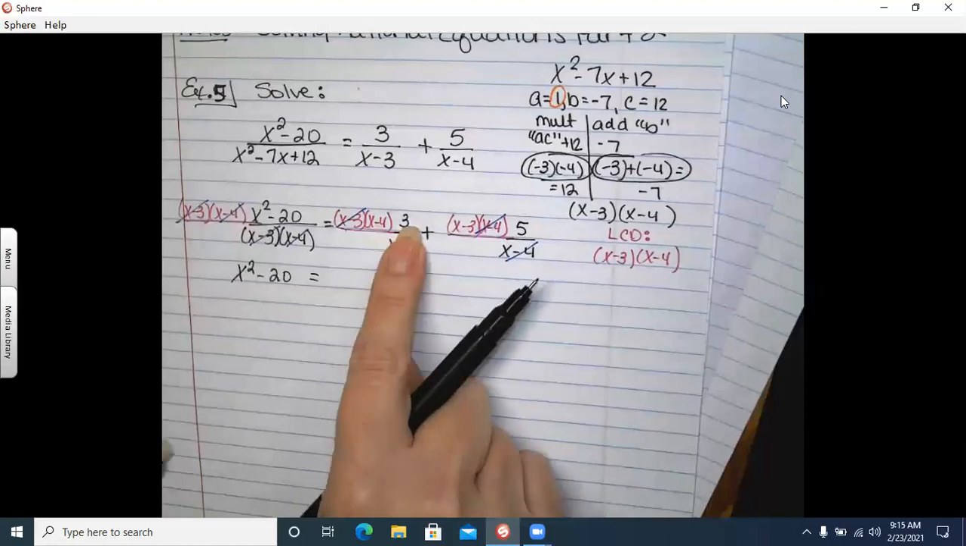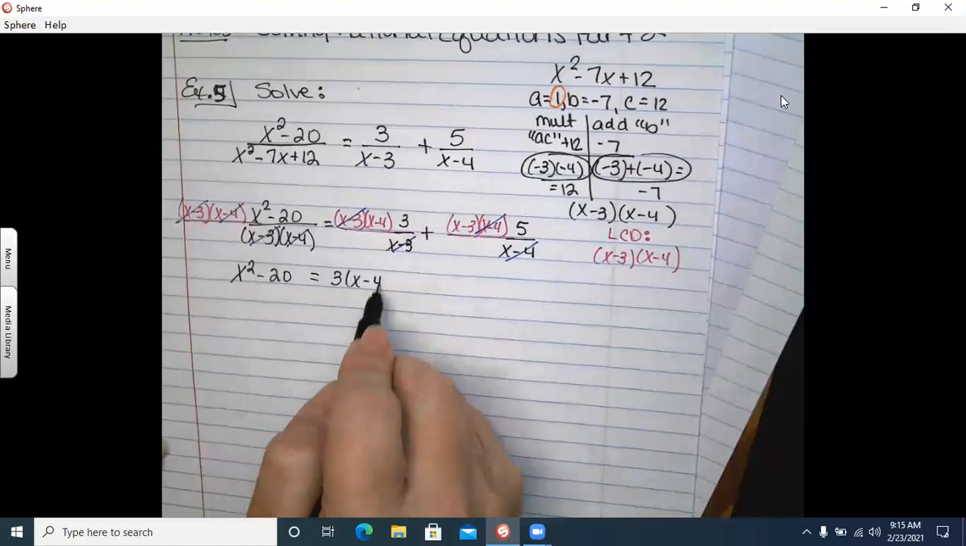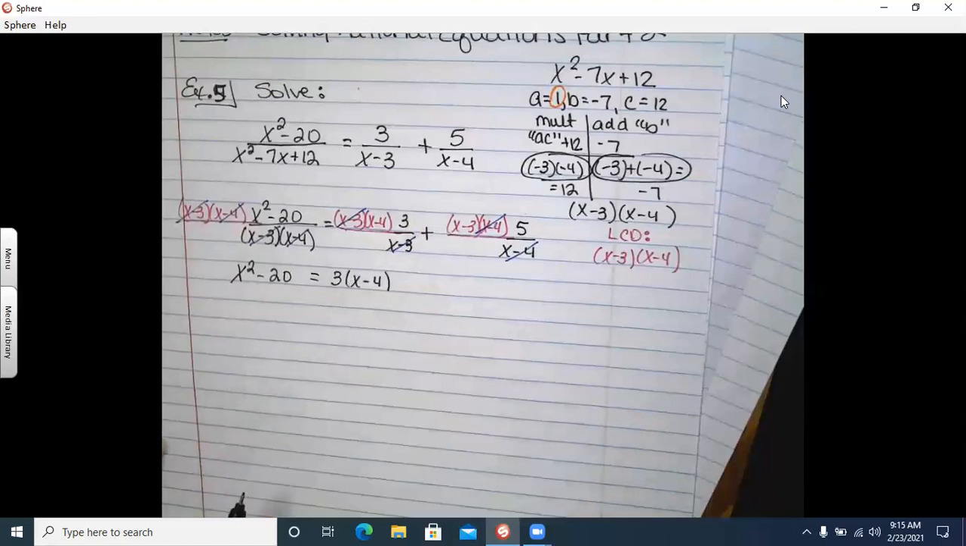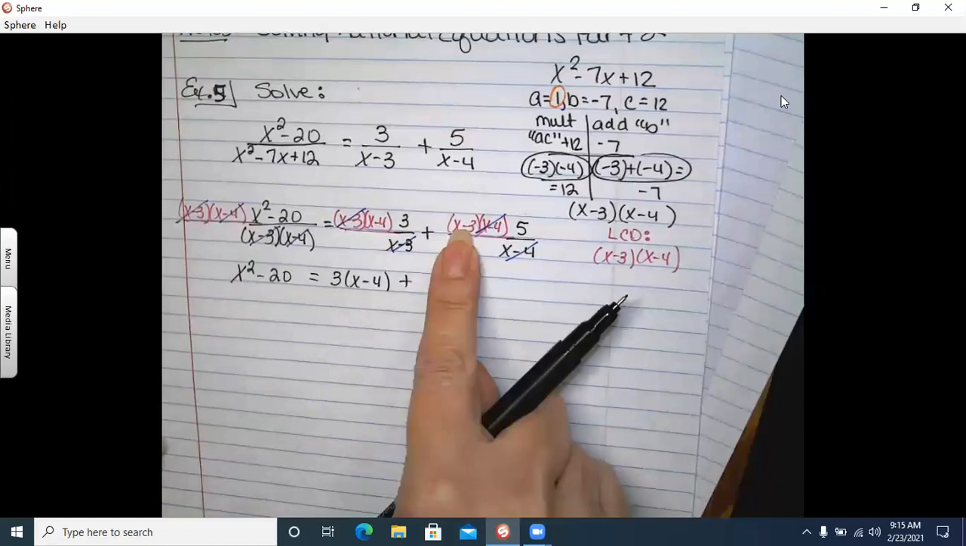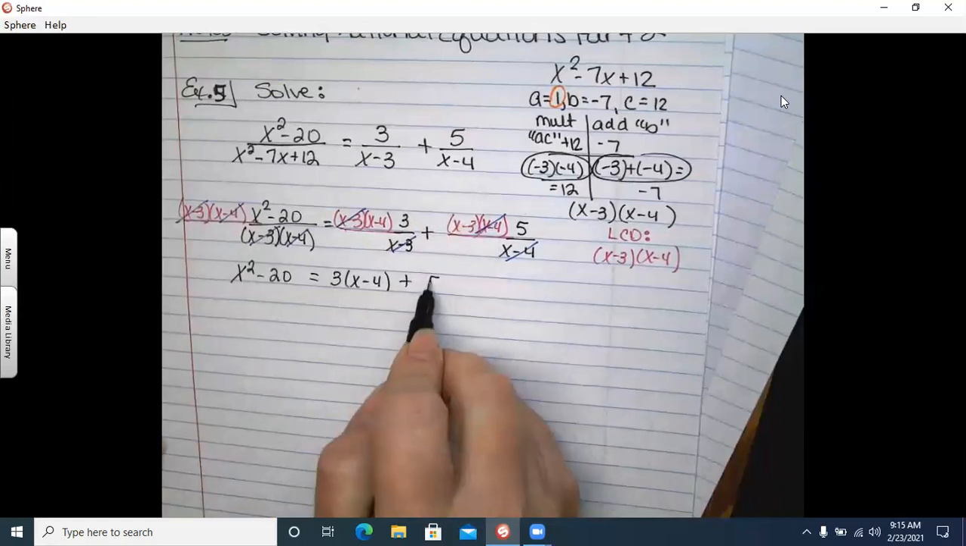So that 3 is just a monomial, right? I like to put that first when I have a monomial before a binomial. Next, I have a plus sign. And then in the last fraction, I have x minus 3 as a factor and 5 as a factor. So 5 is a monomial. I'm going to put it in front of the binomial.